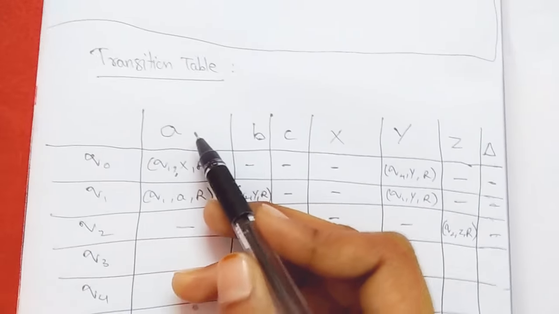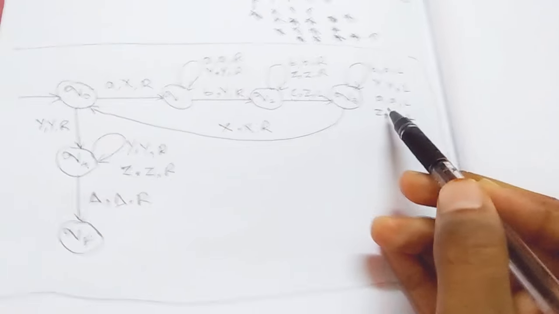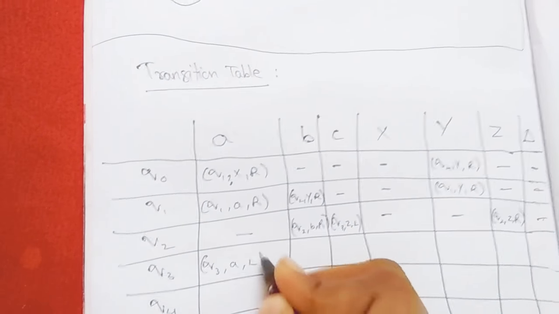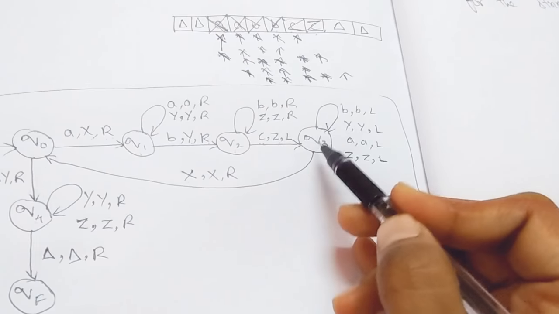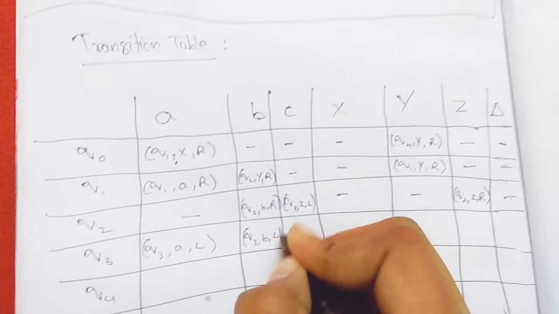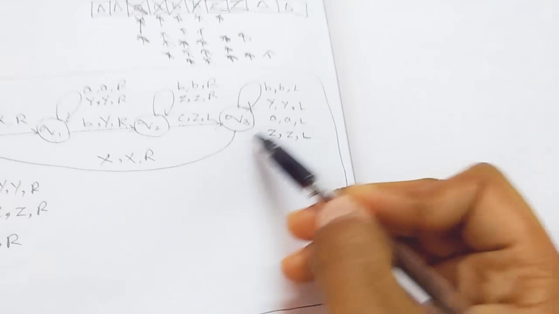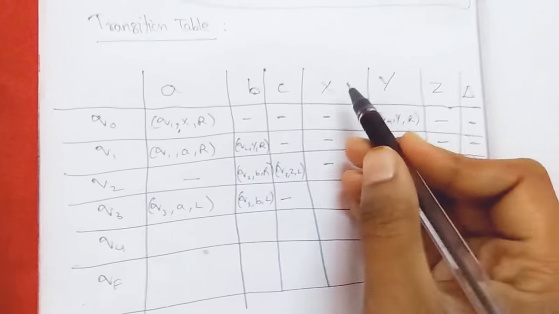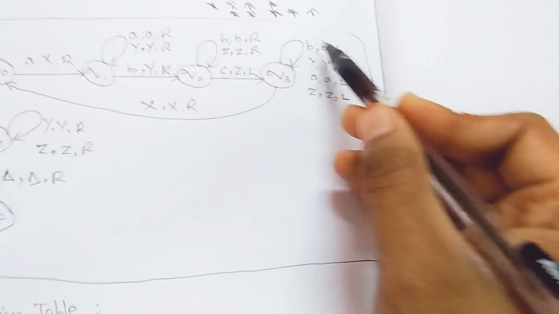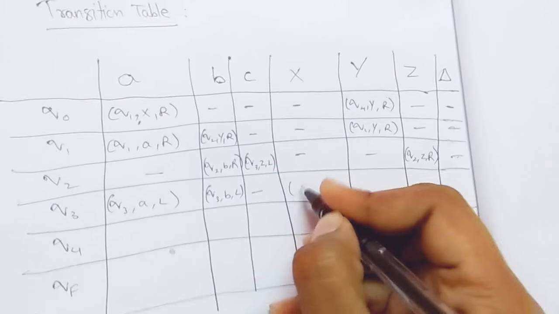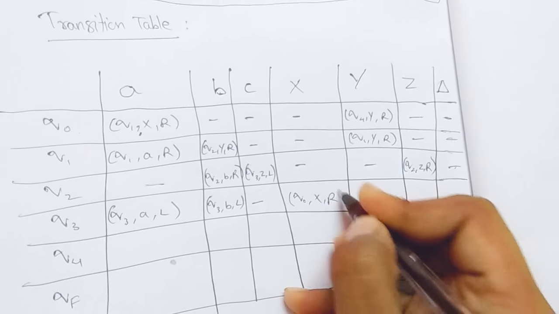Q3 to a, there is a comma l, therefore q3 itself, therefore q3 comma a comma l. Q3 to b, there is q3 comma b comma l, therefore q3 comma b comma l. Q3 to c, there is nothing, so nothing. Q3 to x, there is q0 comma x comma r, therefore q0 comma x comma r.